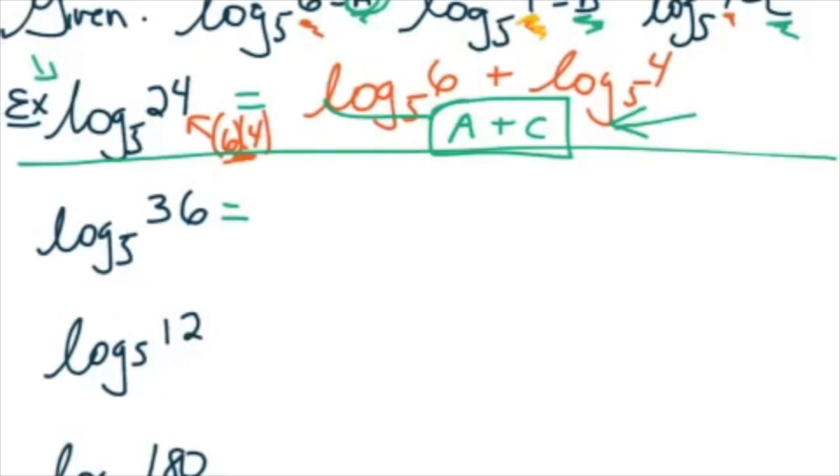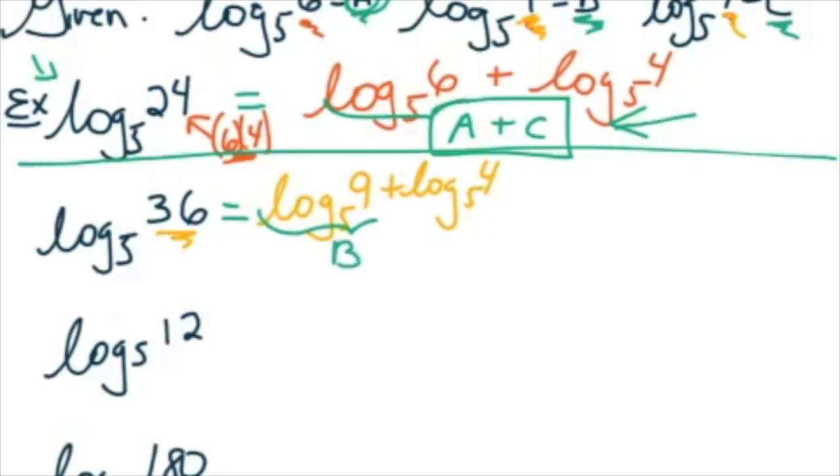I see the 9 and the 4. And yeah, that makes 36. So I could really rewrite this as the log of 9 base 5 plus the log of 4 base 5. Well, the log of 9 base 5, yep, you know it, it's B. The log of 4 base 5, oh yeah, it's C. And there's your B plus C.